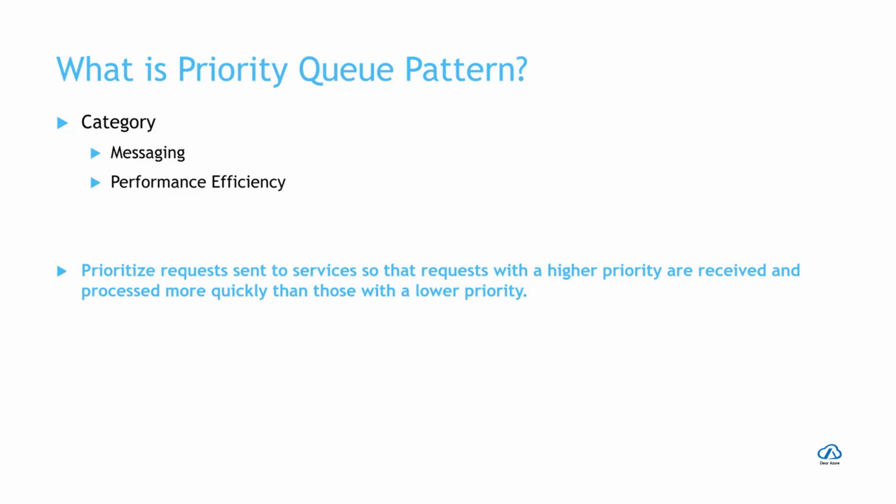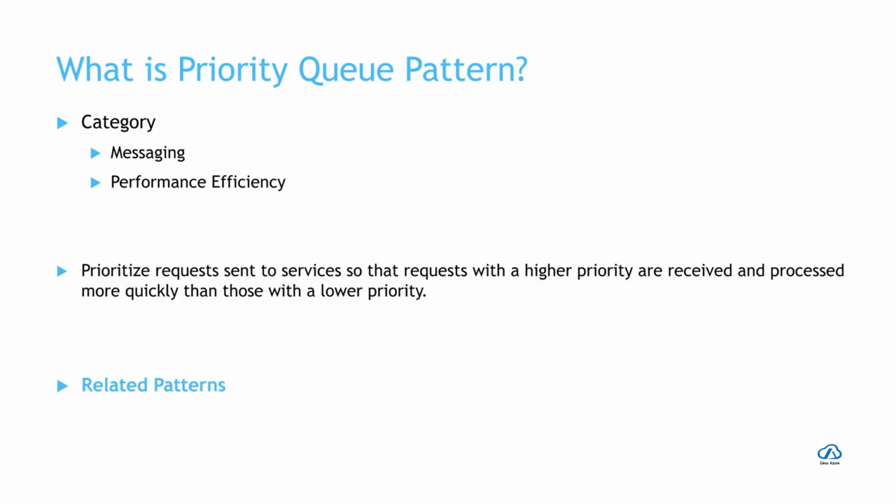So we are going to assign a high priority message or event to be processed or handled by the consumers sooner, before other requests that have already been sent before. The related patterns to the priority queue pattern are the competing consumer pattern and the throttling pattern. We are going to cover the throttling pattern in our sessions today.